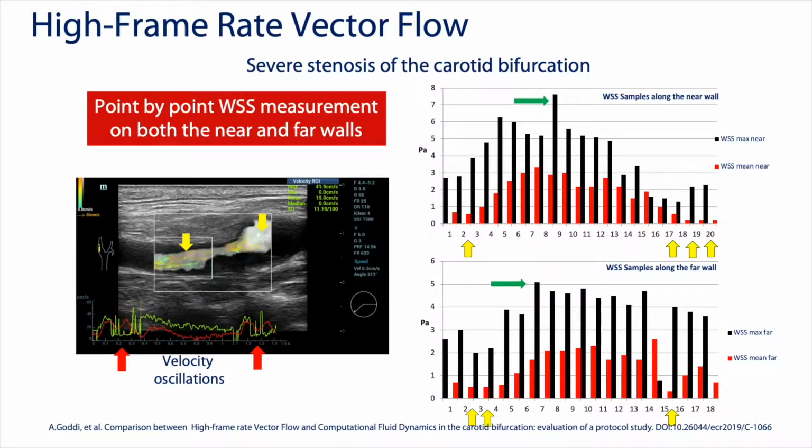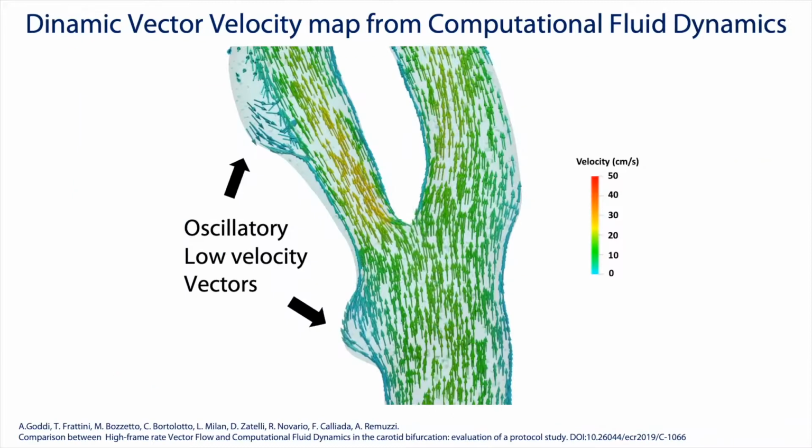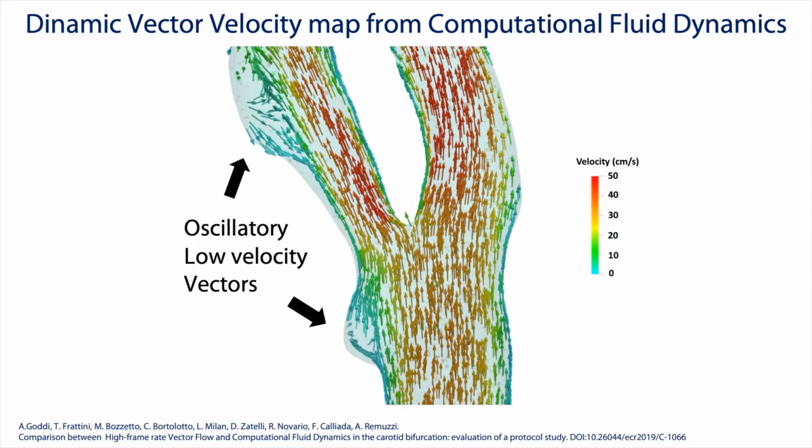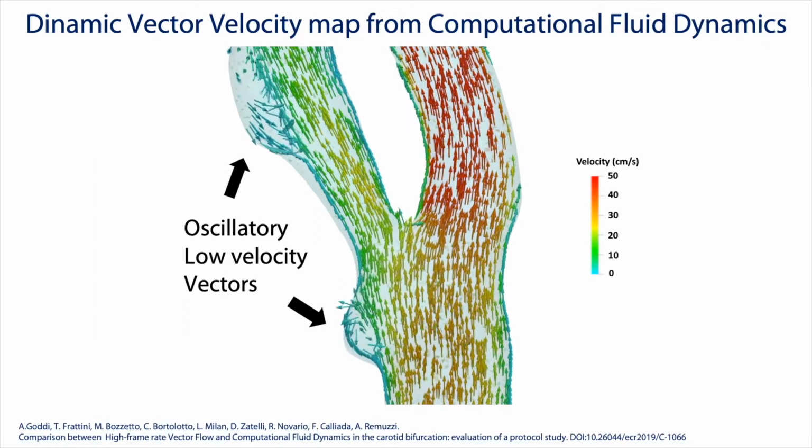Nonetheless, abnormal values of low mean shear stress were detected at the edge of the plaque, as highlighted by the yellow arrows. The velocity oscillations are depicted by the velocity curves indicated by the red arrows. These findings have been confirmed by computational fluid dynamics studies. Here you can appreciate the dynamic vector velocity map generated from the CFD, which highlighted the oscillatory low flow at the edge of the plaque.